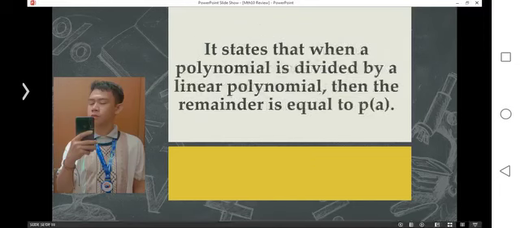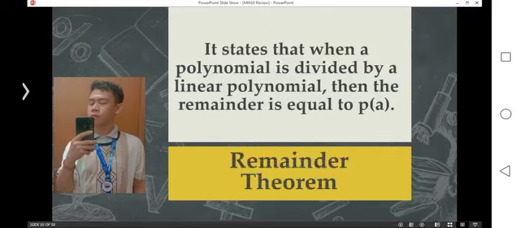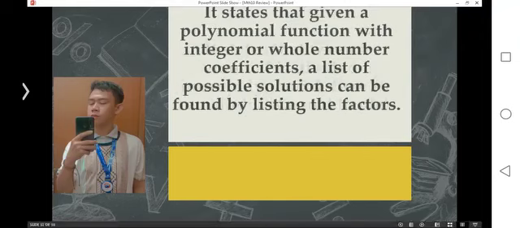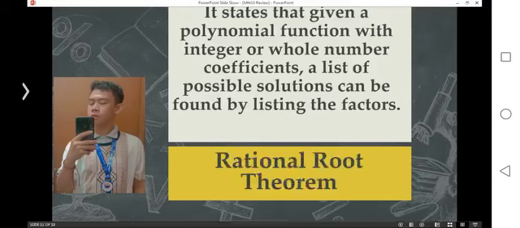Next, it states that when a polynomial is divided by a linear polynomial, then the remainder is equal to p of a. The keyword is remainder. This is the remainder theorem. Next, it states that given a polynomial function with integer or whole number coefficients, a list of possible solutions can be found by listing the factors. The keyword here is list of possible solutions, and the theorem is the rational root theorem. That is p over q.